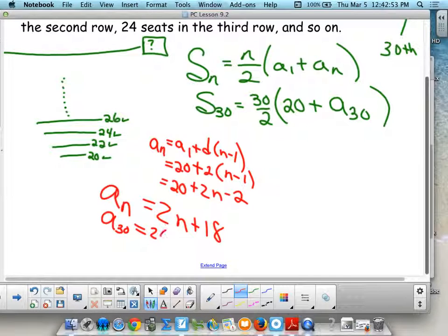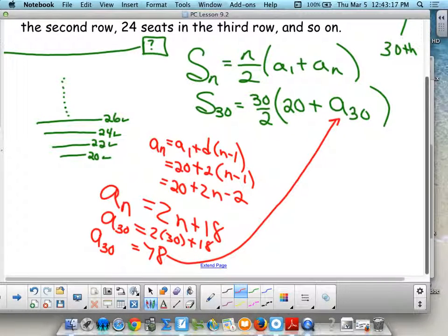Answer would be what? What'd you guys get? 1,400. No. The 30th row has how many? 78. This is why this is hard. It's the last term that's not visible. Many times you won't know the last term. So you put it right there and you say 20 plus 78 times 15 equals the sum of the first 30 rows.